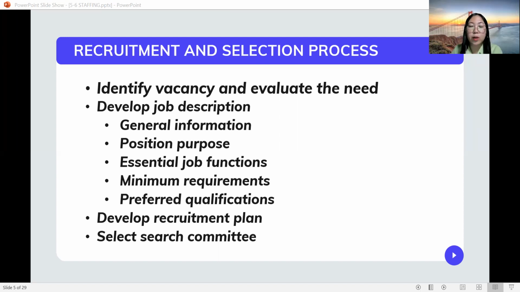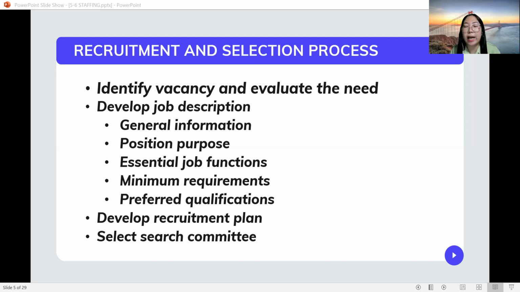Next we have the developed recruitment plan. With this, each position requires these plans because this is approved by the organizational unit. A structured recruitment plan always maps out the strategy for attracting and hiring the best qualified candidates.